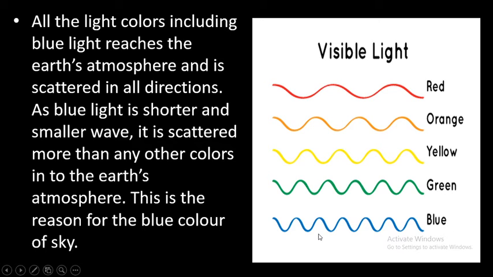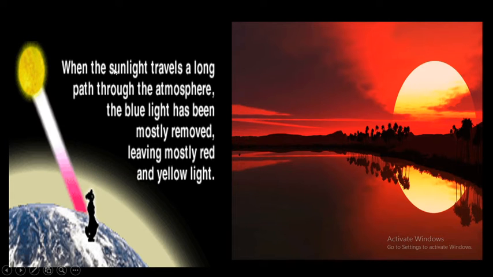Correct? Of course, there are times when the sky is red or orange or yellow. That depends on some other factors. But this explains why the sky is blue, because the blue light is bent or scattered more. So when the light travels along a longer path through the atmosphere, the blue light has been mostly removed.